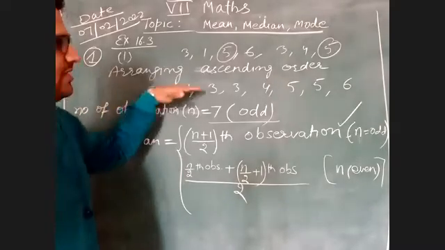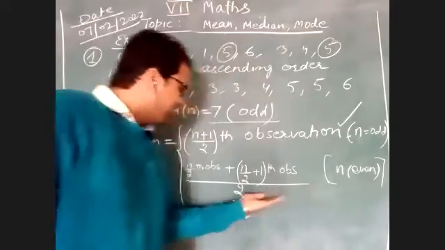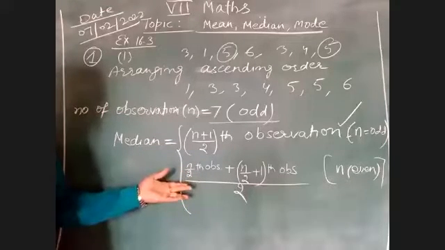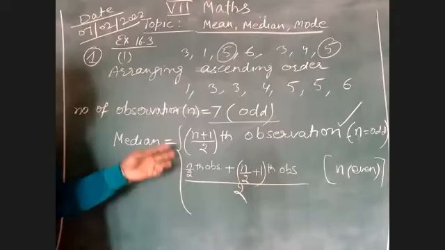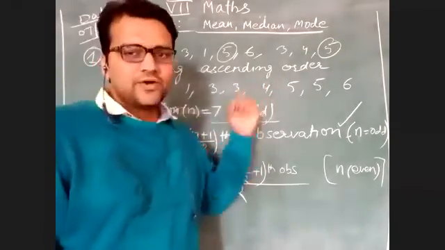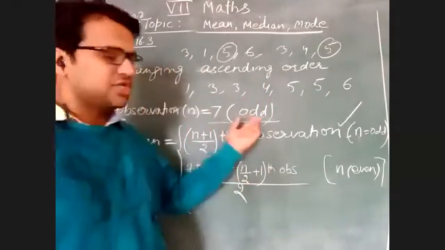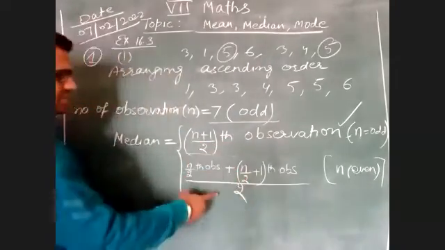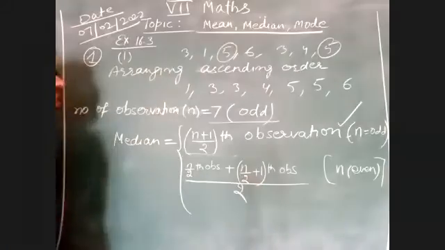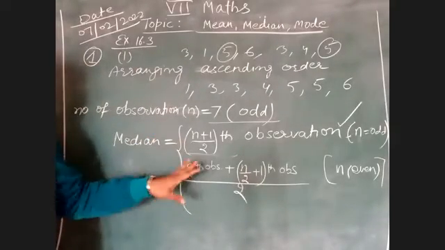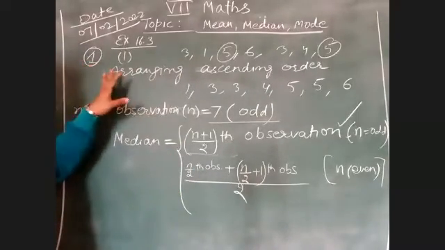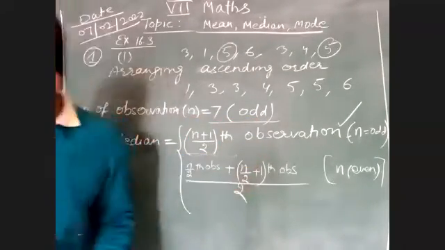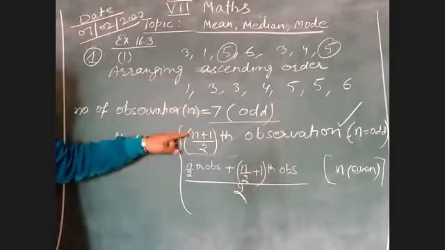If in your data the number of observations is even, then you will use the other formula. So dear students, you have to remember this formula. While calculating, first of all, we have to arrange the data in ascending order. Then we will count the number of observations. If the number of observations is odd, then we will use this one; if even, we will use the other formula. So in this particular question, first question and first part, n is odd, so we will proceed with this formula.